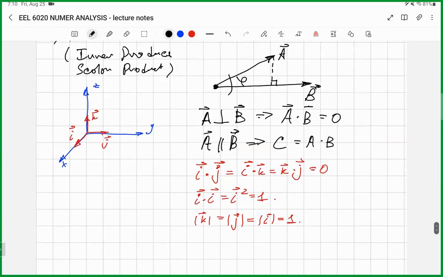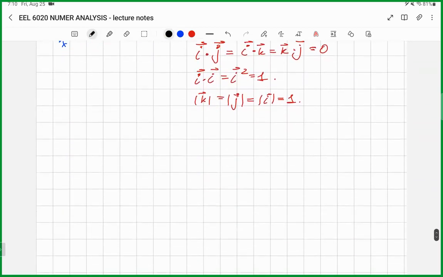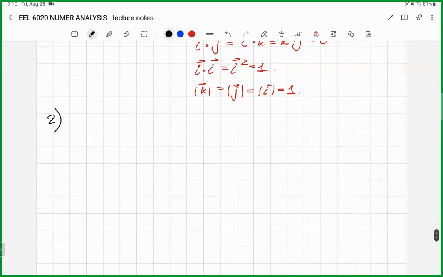So this is the dot product or inner product. There is another operation named cross product. And cross product provides me another vector from these two. So I take A cross B, and it gives me another vector, which is normal to both vector A and vector B.